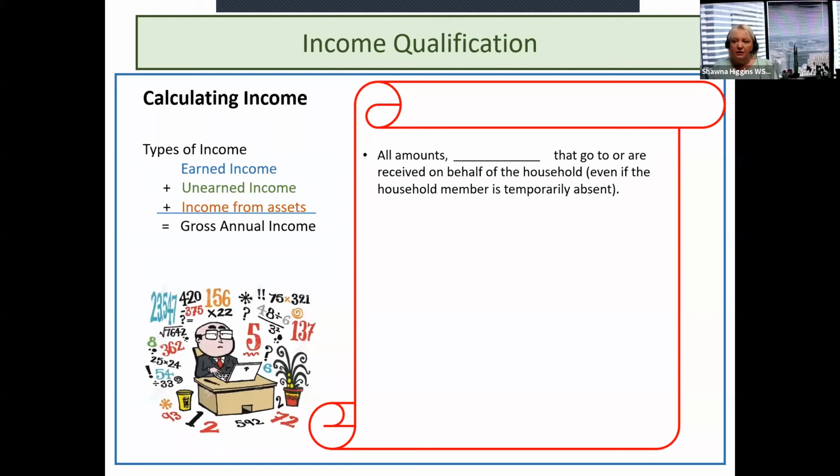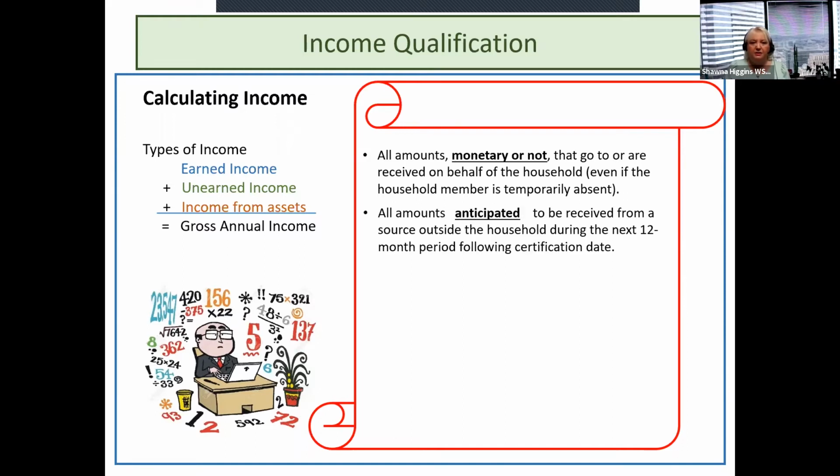So all amounts, monetary or not, that go to or are received on behalf of the household, even if the household member is temporarily absent. So say you have a married couple and the wife is in the military and she's deployed. She's still part of the household, so you're still going to count her income.